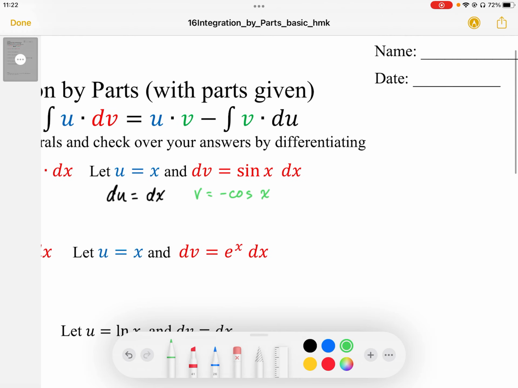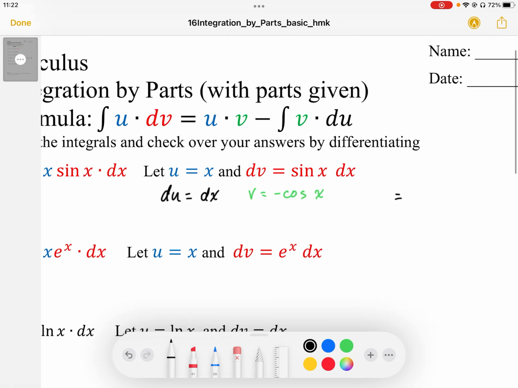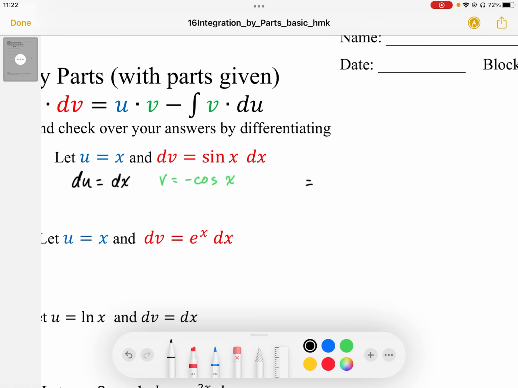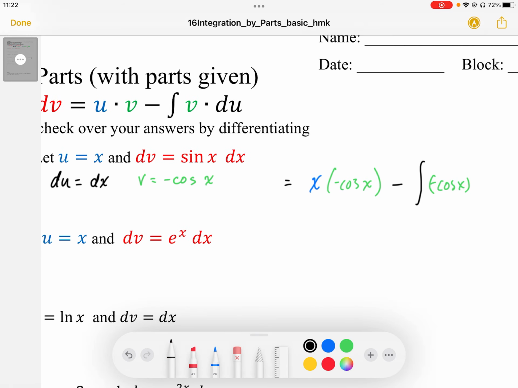Once I have those parts, I just apply the formula. Hopefully what I get in the new formula is an integral that can be integrated. Here, x sine x cannot be integrated, so hopefully when I do a rearrangement, I'm going to end up with an integral that I can integrate. I'm going to start with u, so I'm going to end up with uv. So v is negative cos x, minus the integral of, this is the integral that I want now, negative cos x, and then the du is going to be replaced with a dx.